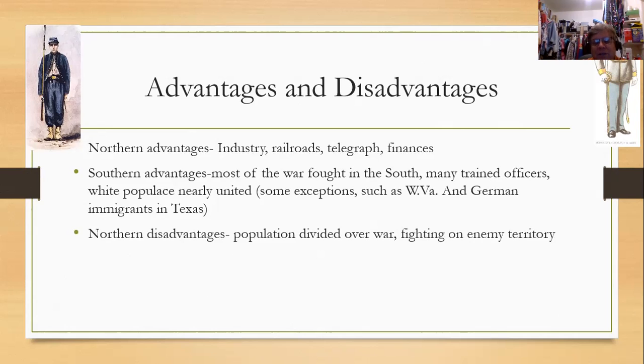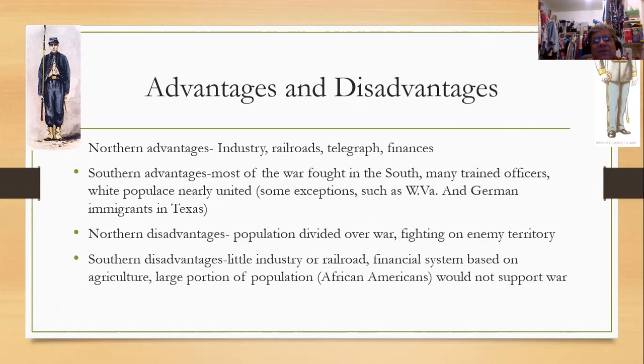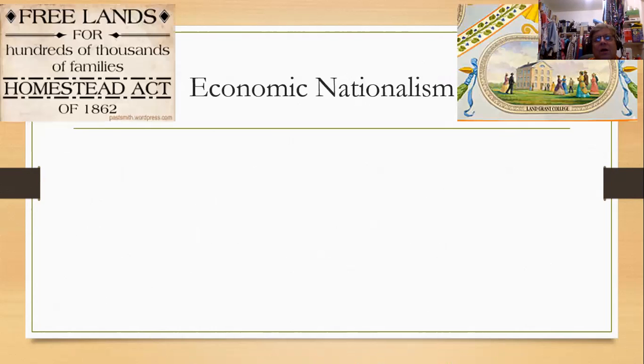Northern disadvantages, as we mentioned: even though they have railroads and telegraphs, they are limited as to where they could go. The population in the North is not as united as the white population was in the South. The North is fighting on enemy territory. The Southern disadvantages: they don't have as many railroads. Their financial system is based on agriculture. It's not as sophisticated as that of the North. And a large part of the population, 4 million African Americans, most of whom are slaves, would not support the war.